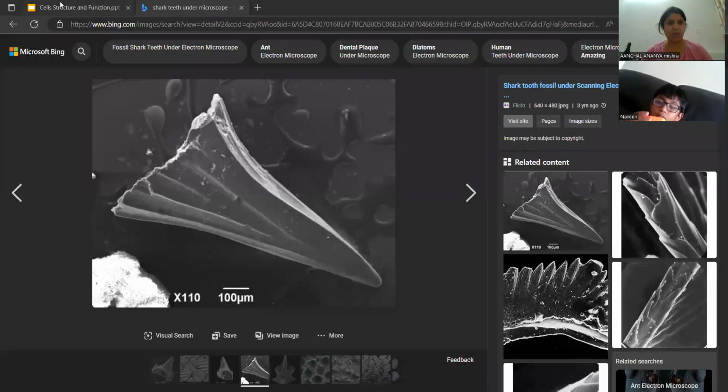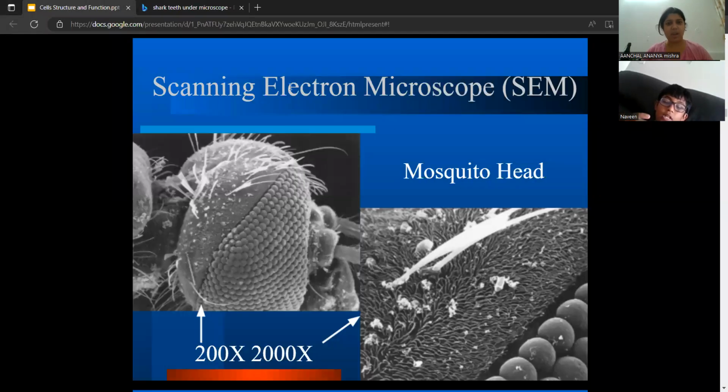I'll just show you. The mosquito's head. Do we want to see the mosquito's head? Okay, see. This is how a mosquito head will look under the microscope, right?